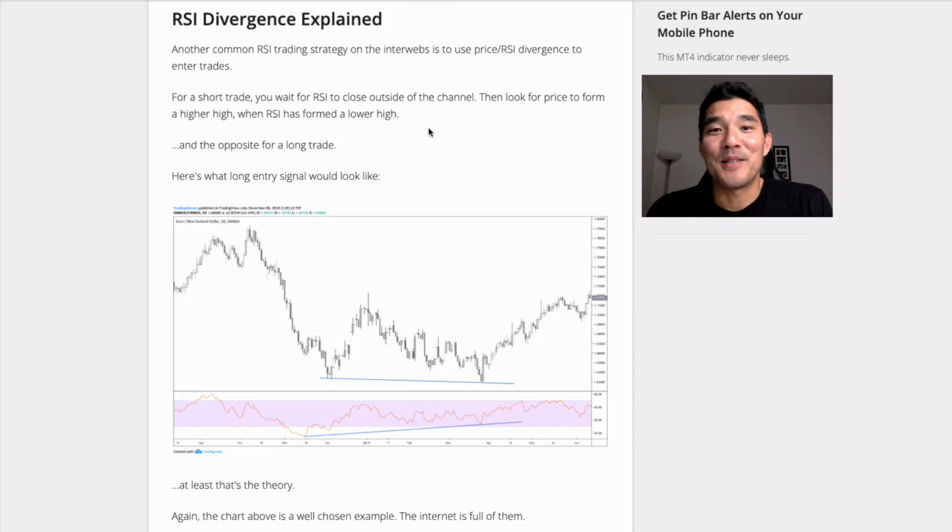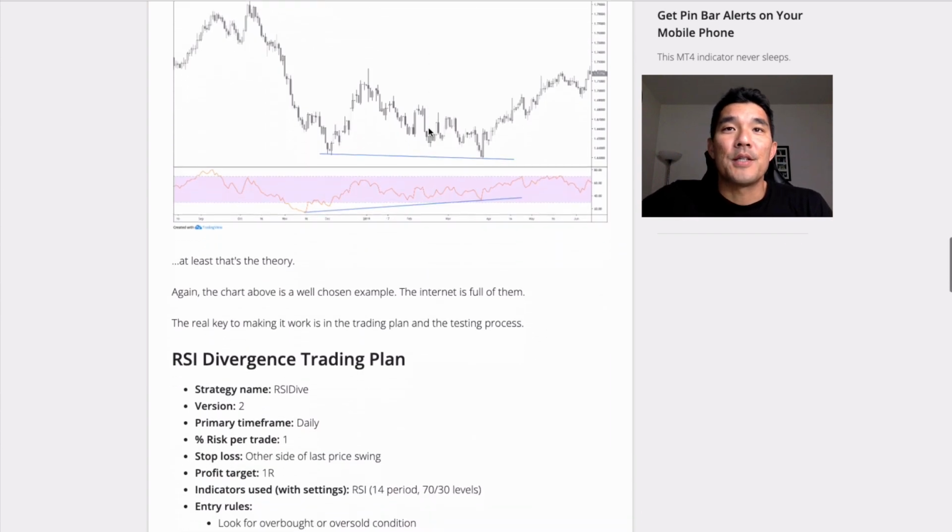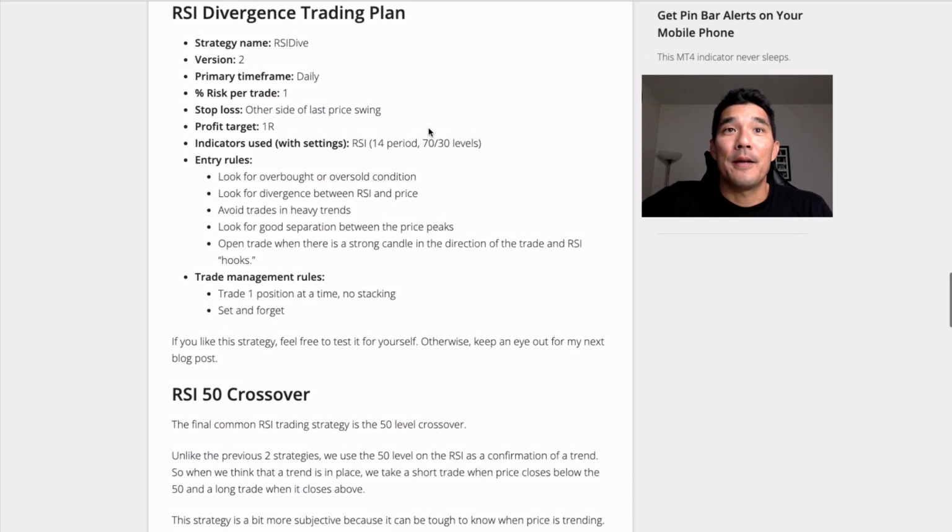All right, so another common trading strategy using the RSI is RSI Divergence. So I'm going to call this trading strategy the RSI Dive. This is version 2. I was actually testing something else before, and that's why this is version 2. But version 2, same thing. Daily time frame, Euro US dollar, 1% risk per trade. Stop on the other side of the last price swing. Profit target is 1R, same 14, 70, and 30 settings.